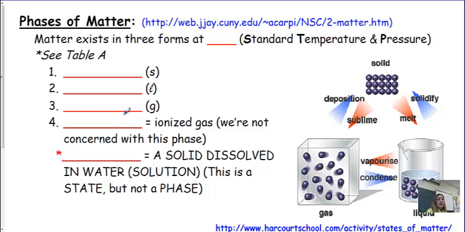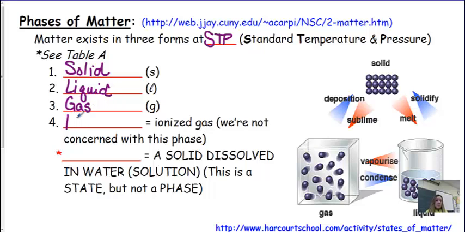Matter exists in 3 forms at STP, standard temperature and pressure, and this is on Table A in your reference tables. The first one is solid, and that is indicated by a little s in parentheses. Liquid is the second phase. The third one is going to be gases, indicated by the little g. Look at this symbol here. It kind of looks like a C, but it's a little L, a cursive L.